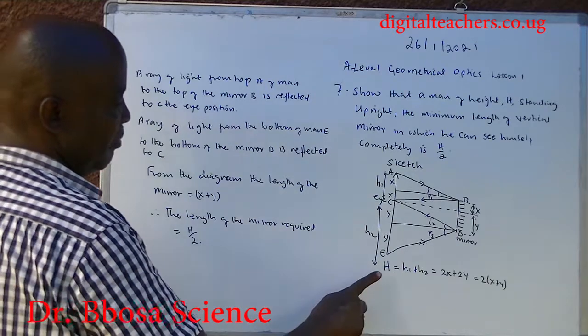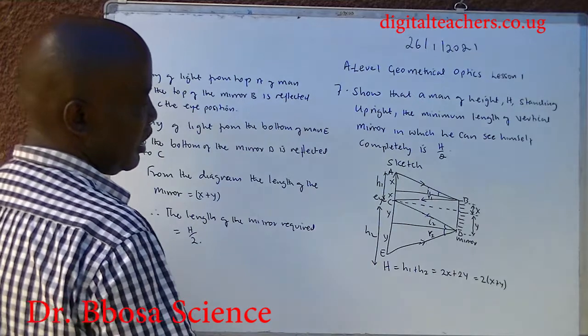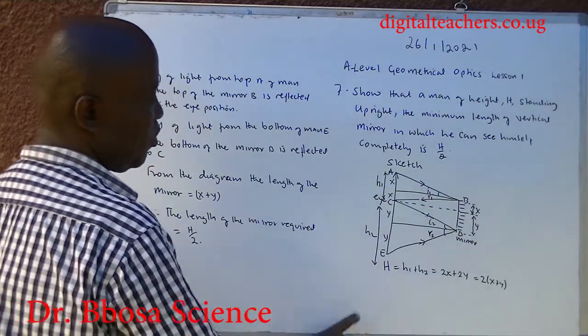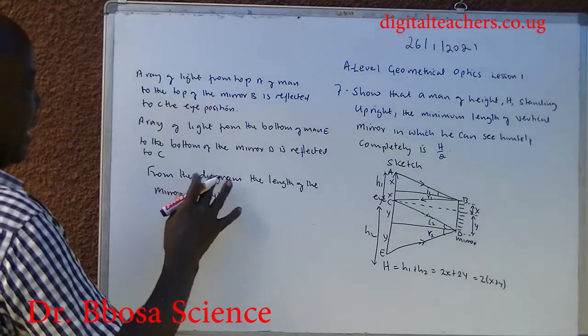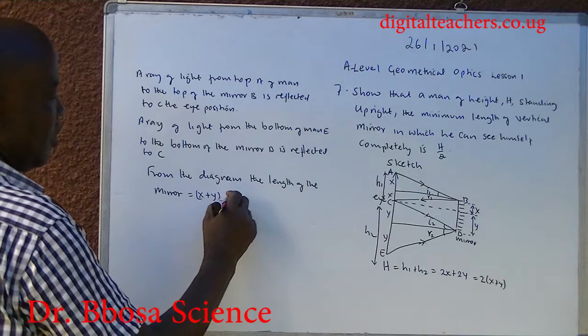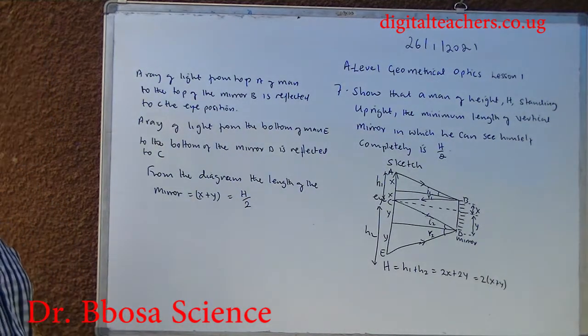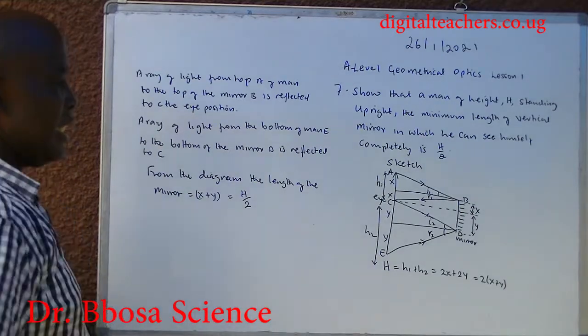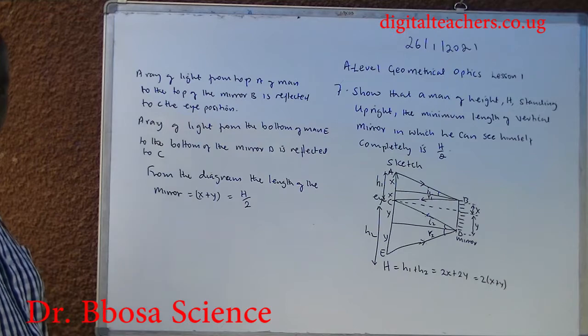From the diagram, the height of man is equal to H1 plus H2 is equal to 2x plus 2y. From the diagram, the length of the mirror is equal to x plus y, or H over 2, because H is equal to 2 into x plus y.